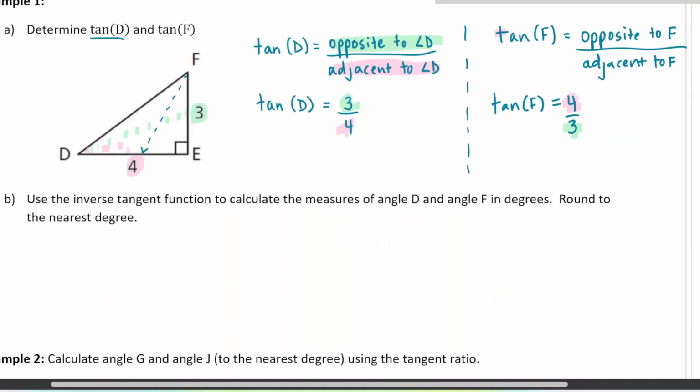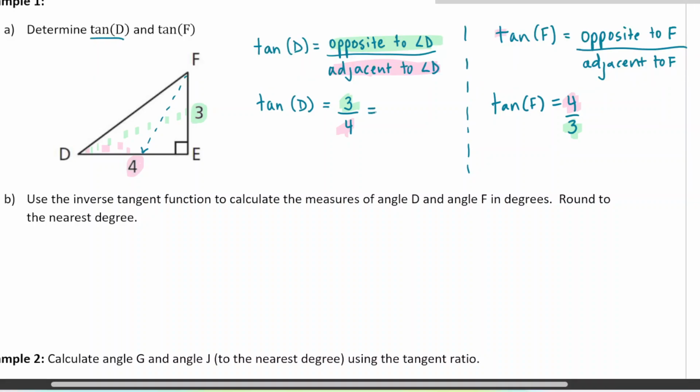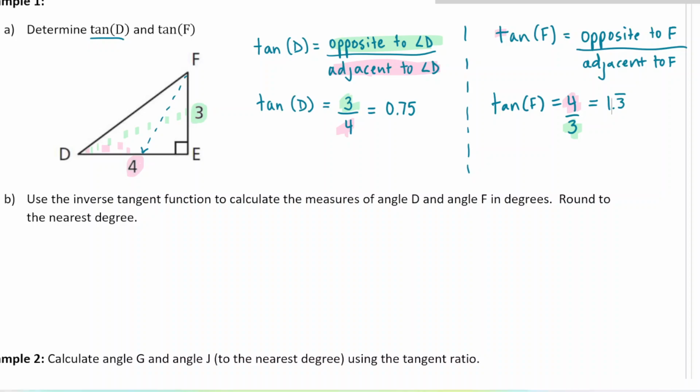You could write it as a decimal as well. So sometimes you'll see these ratios written in decimal form. So 3 divided by 4 is the same as 0.75. So you might also see a decimal written like that. And then 4 divided by 3 is 1.3 repeating. Those are the same number. Okay, so now it says use the inverse tangent function to calculate the measures of angle D and angle F in degrees. So this is where we're going to actually use this formula.